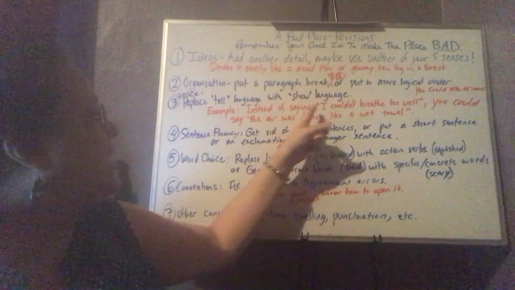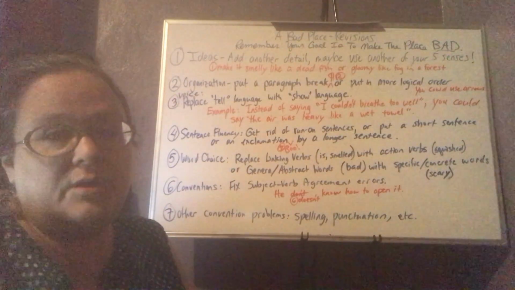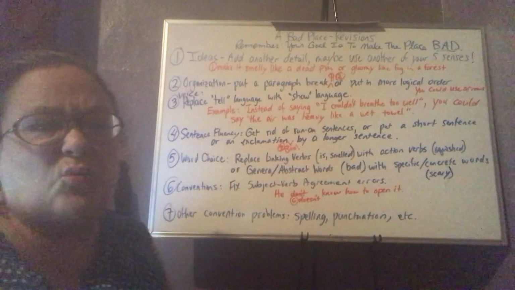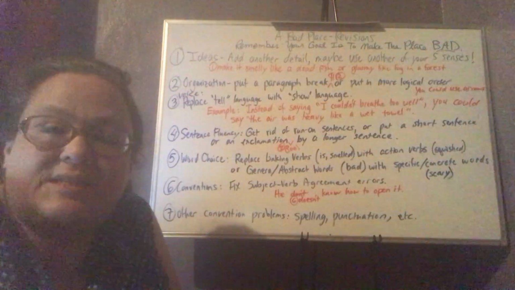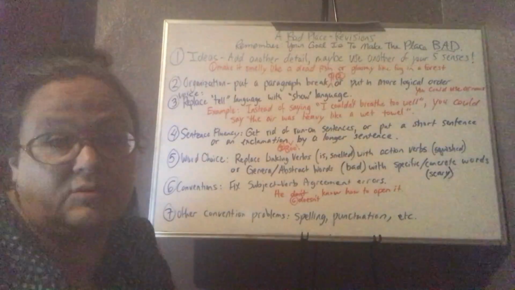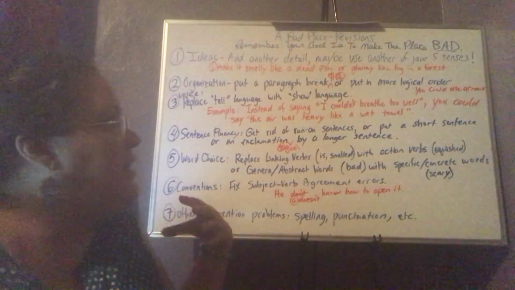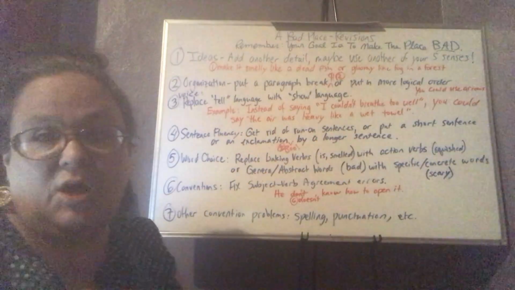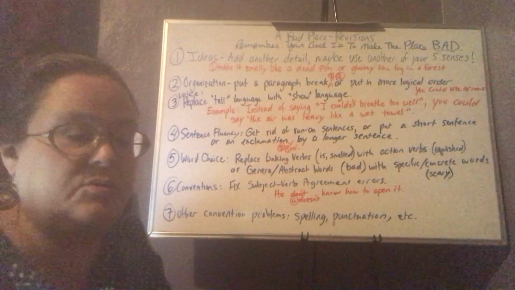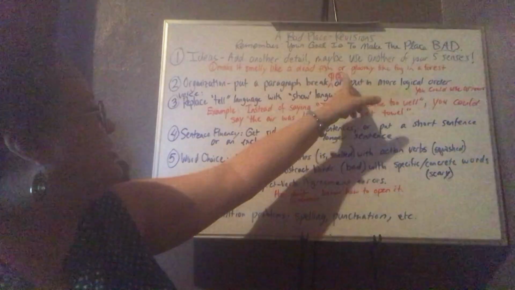Another example, instead of saying I couldn't breathe too well, you could say the air was heavy like a wet towel. That is show language. When you hear the air was heavy like a wet towel, you can kind of sense in your imagination what that kind of air would feel like. And it's more interesting and more vivid to say the second one than the first one. So that would be a number 3 change, and you would put a little number 3 with a circle around it, like I put the number 2 here.